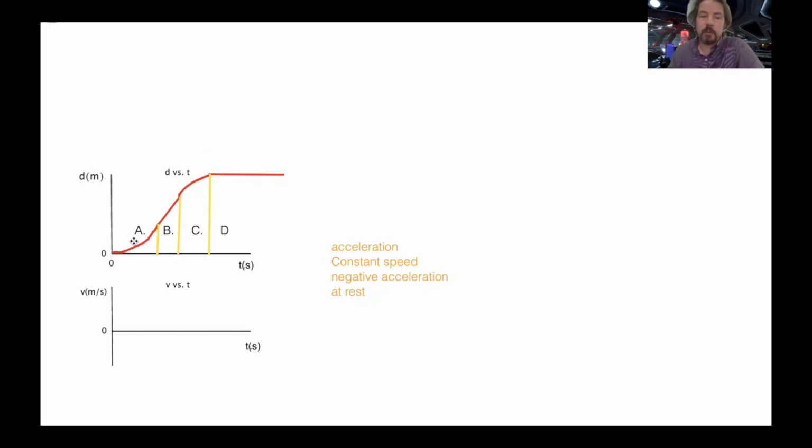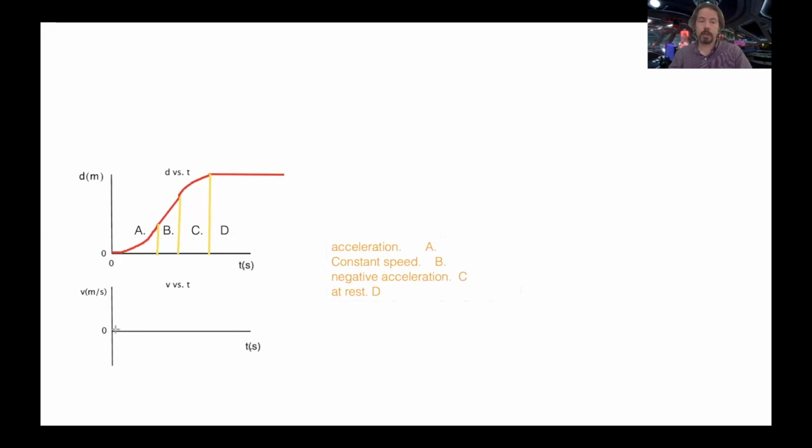And when we give this to you on a test, we'll probably have each area marked with a letter, and then you're going to have to come over here and tell us which one is which. So which one is accelerating? Letter A is accelerating. Which one is constant speed? Letter B. Which one is negative acceleration? Letter C. And which one's at rest? Letter D. From that, you should be able to map the velocity graph as well.